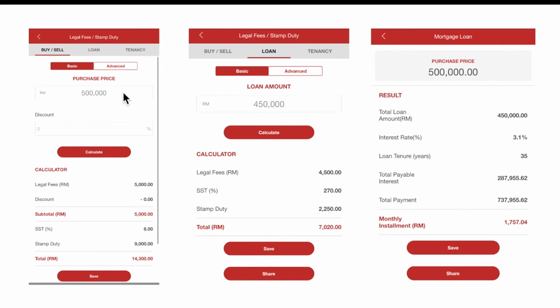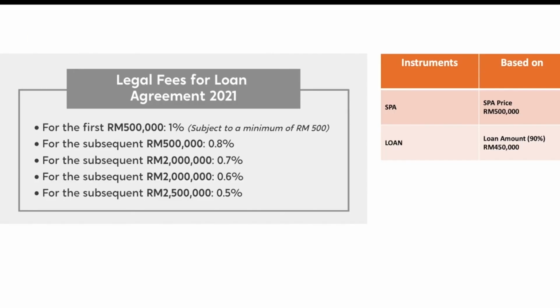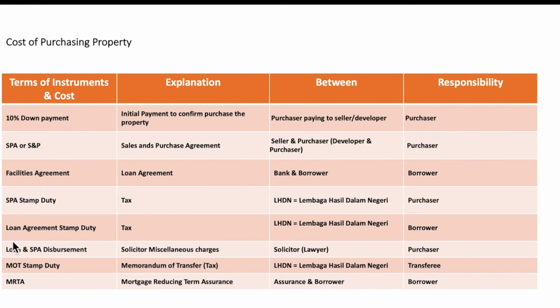So instead of putting 500,000, now I click loan, come here, I put 450, 90% ma, 500 times 90%, I take a loan. So legal fees is 4,005. Same, if you're using the same lawyer, basically they will give you the same discount lah, normally. So this is SST charges. And stamp duty for loan agreement, 2,250. Can you see? That's the loan agreement stamp duty here.